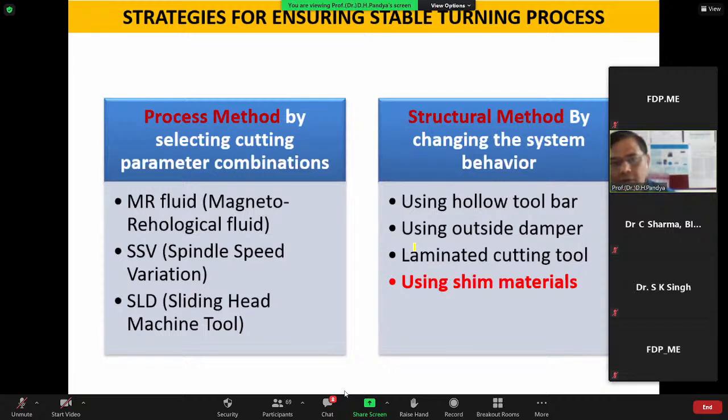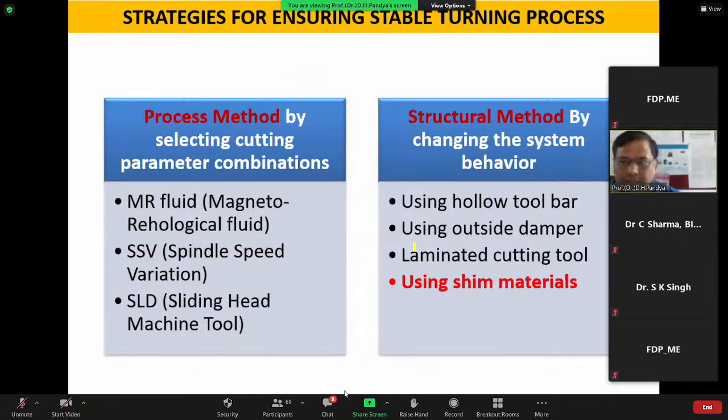Out of these three, if one can ask which one is more preferable or more acceptable in the industries, that is the SSV, spindle speed variation. What is the spindle speed variation? Of course, the faculty are very clear about the SSV, and I will just talk a little bit about it for the students or researchers who are joining with us. Spindle speed variation.